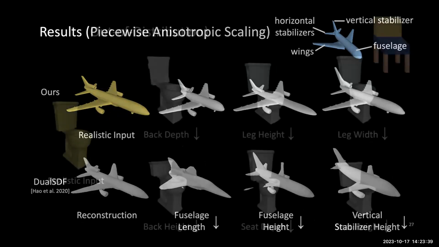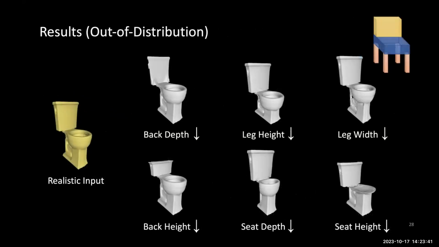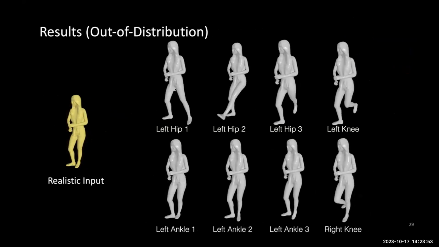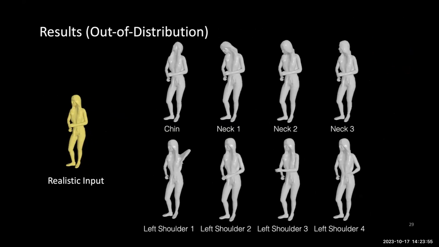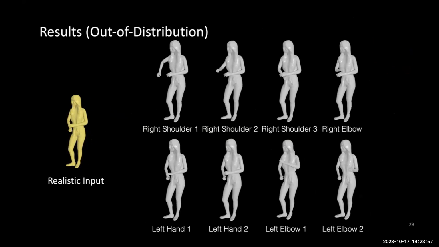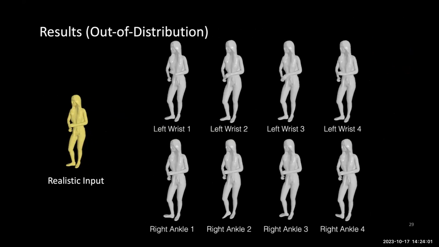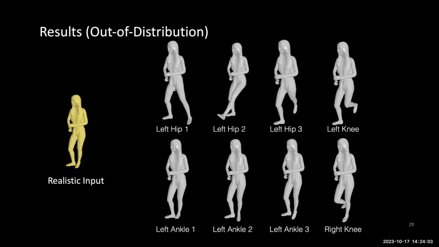We also tested it on an out-of-distribution chair, where although we are trained on templates with 4 legs, we're still able to perform different editing tasks for chairs that are out of the training distribution. Here, the human body is also out of distribution because we train on simple shapes, but here we tested on shapes with hair and also complicated poses. We are able to perform editing of individual poses.